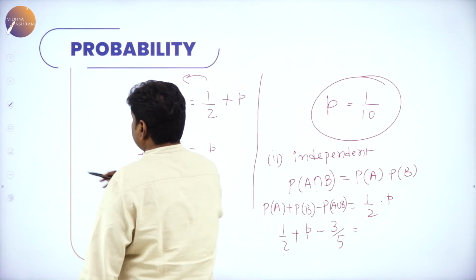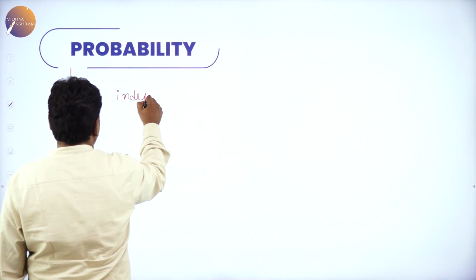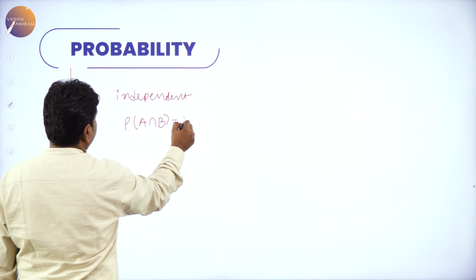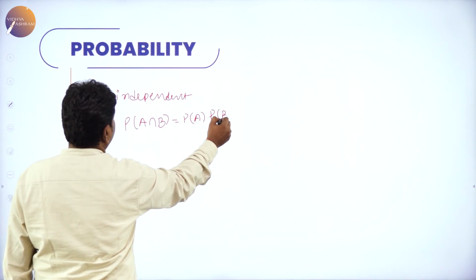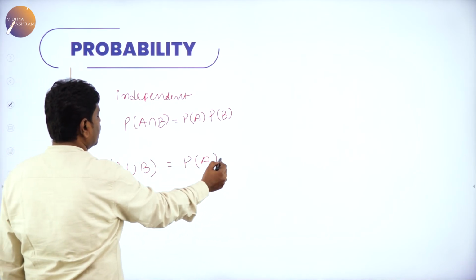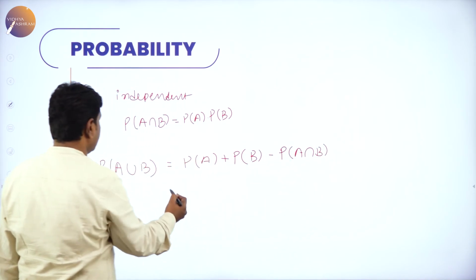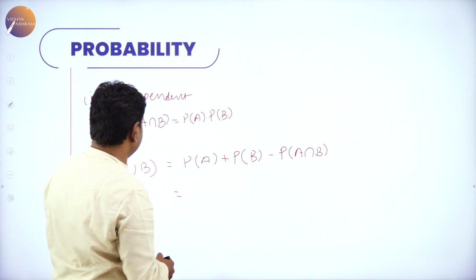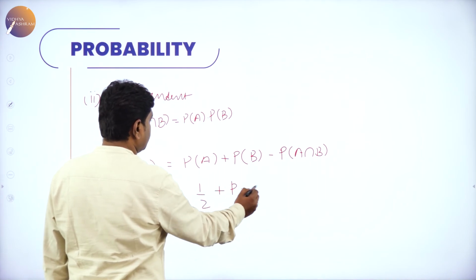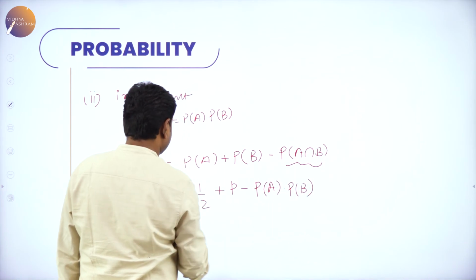Or otherwise, second part, independent they give. So to make the process faster, independent, P of A intersection B is equal to P of A into P of B. Now use the formula of P of A union B. P of A union B is P of A plus P of B minus P of A intersection B. So left side 3 by 5. P of A is 1 by 2. P of B is small p. But this P of A intersection B can be written as again P of A into P of B. Substitute this, so it will become 1 by 2.